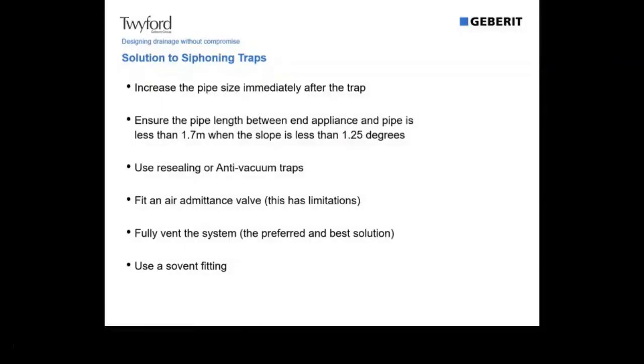Air admittance valves, great product, have limitations really at 5 stories. Anything over 5 stories and air admittance valves start to have a problem because they're not dealing with positive and negative pressure. Fully vent the system, a great method of doing it because then you have a secondary pipe running that allows full ventilation to the system, or using a sovent fitting. Next week we'll pick up on what the sovent fitting is and how that works and how that can assist in these sorts of designs.